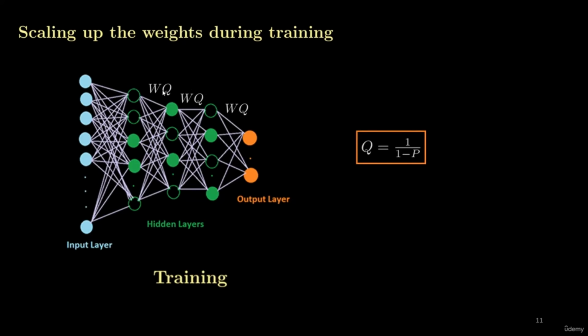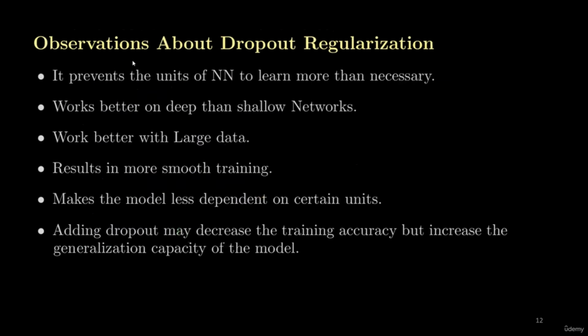And when we multiply the weights with a number which is greater than 1, we scale up the weights during the training. So these are the two possible solutions. One solution is available during the testing and the other solution is available during the training. During the training, we can scale up the weights so that the effect of dropout is reduced on the scaling of the data. In PyTorch, the second method is being used, that is scaling up the weights during the training. So here are the important observations about the dropout regularization.